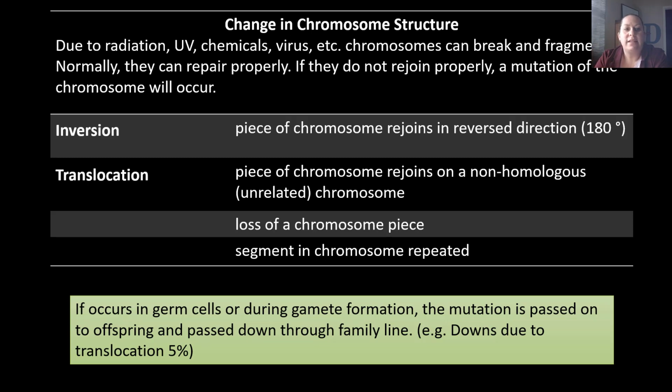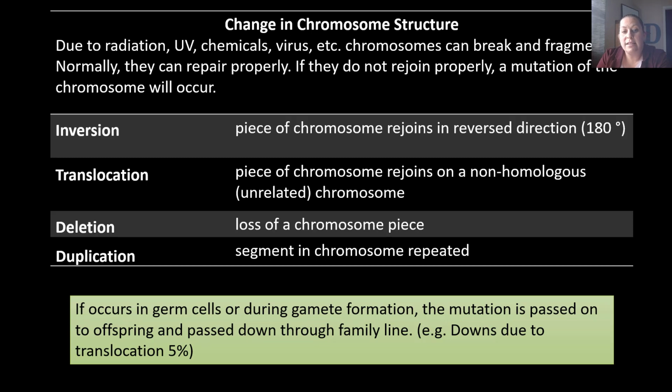We also see that translocation can happen where a piece of a chromosome rejoins the wrong chromosome. It's an unrelated non-homologous chromosome, so it joins somewhere else that it shouldn't have, and that's going to mess up both chromosomes when it does that. You could have a complete loss of the piece of chromosome. That's called deletion. We've lost it. We don't even know where it went. And if a segment in the chromosome is repeated, we call that a duplication.